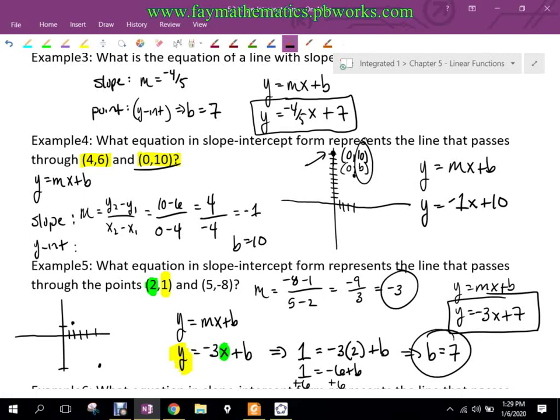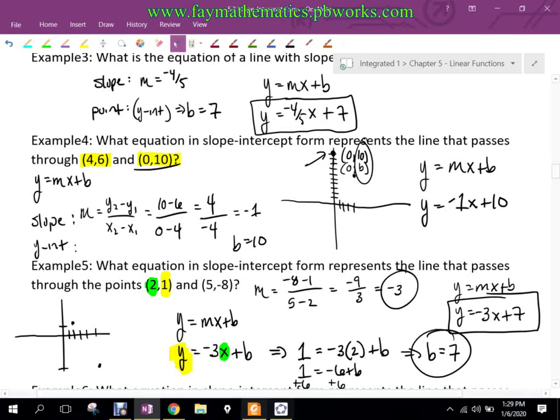We'll get many more problems like this to practice this process. But no matter what they do, if they give me 2 points, I will always have enough information to write the equation of the line. Whenever you have 2 points, that's enough information. You just then have to find the slope and the y-intercept to do that.